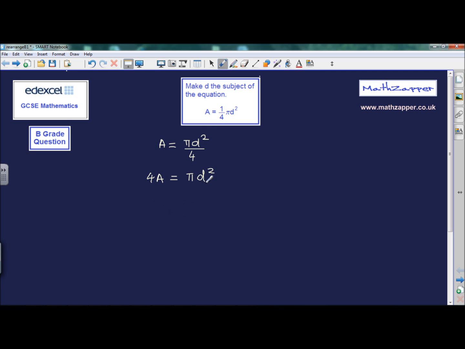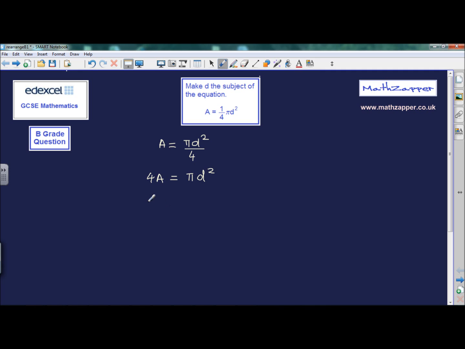Okay, and we're looking to make d the subject, so the thing that's in the way now is pi. Let's get rid of pi. It's multiplying by d squared, so to remove pi we need to divide by pi on both sides. Remember, you have to do the same to both sides to keep the value of the equation.